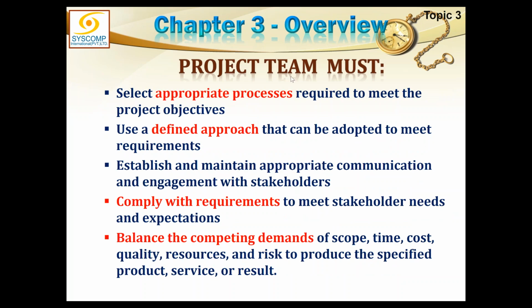So as I said, the project team must select the appropriate processes. Out of these 47, they must select the appropriate processes required to meet the project objective. So it all depends upon the project. Which processes to use, this is the decision the project team takes. They use a defined approach that can be adopted to meet requirements. They establish and maintain the appropriate communication and engagement with the stakeholders. So whatever is more important to them. If stakeholders and communication are more important, then probably they will be more rigorous in applying those processes related to communication and stakeholders.